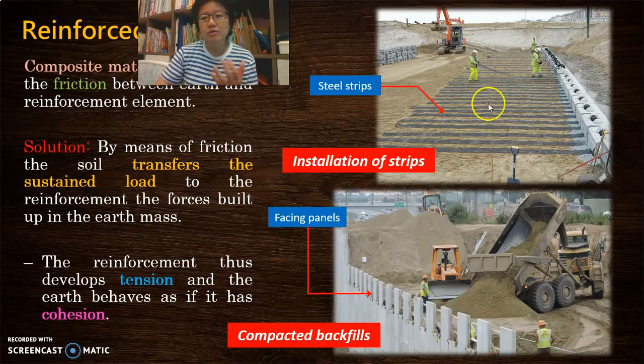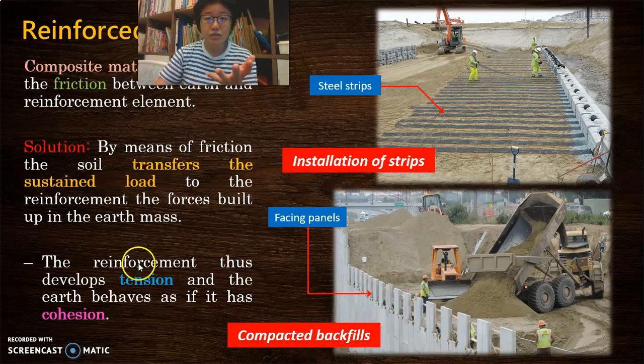And the way it functions is that normally we put in quite sandy soil, alright? Laterite is the most common because we have plenty of those in Malaysia, and the friction between the soil and your strips, the reinforcement elements, will actually provide tension to the embankment or the raised ground being contained by your walls. So this will actually produce a kind of cohesion to the soil.